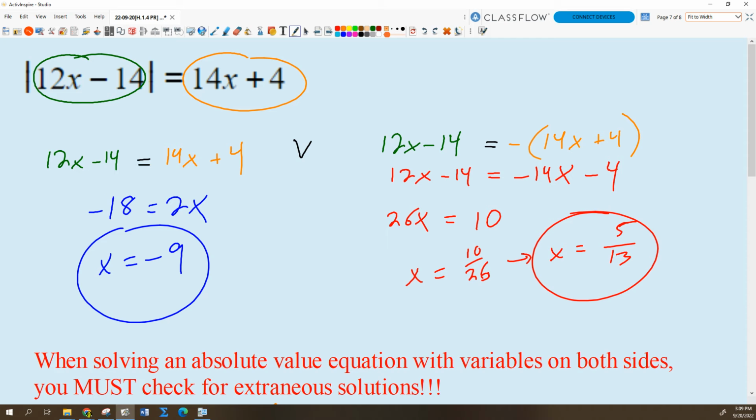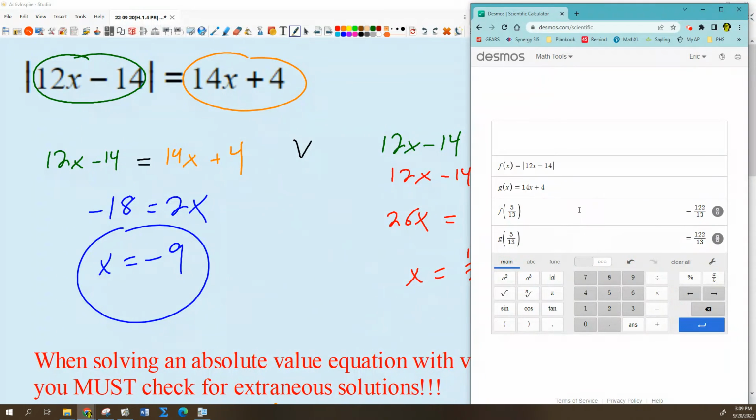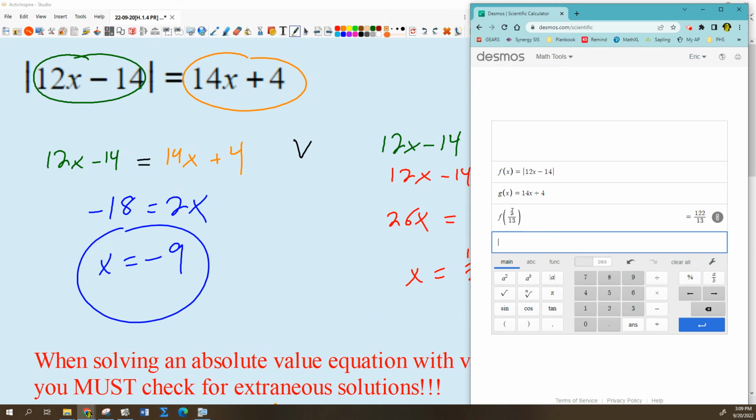Okay, I'm going to remind you real quick how this works on Desmos. Remember this stuff? So we're just going to input, just like we always do, f of x, set equal to the left side of the equation, and g of x equal to the right side. The absolute value button, the bars, is just right there. Everybody see that? So there's my f of x and g of x.